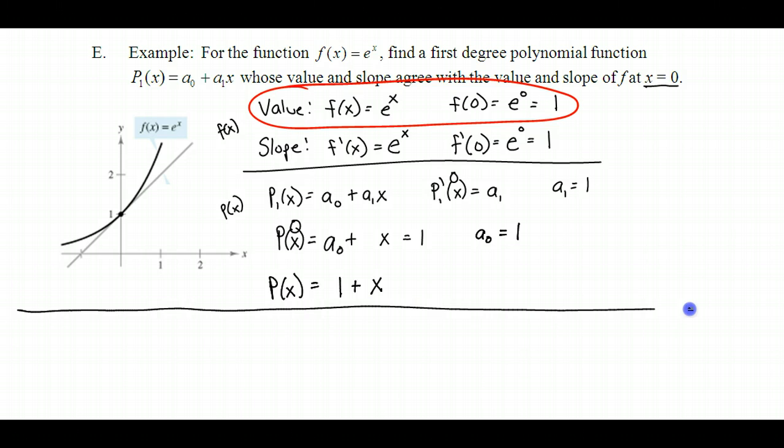We'll put a line underneath here. This is our first degree polynomial.